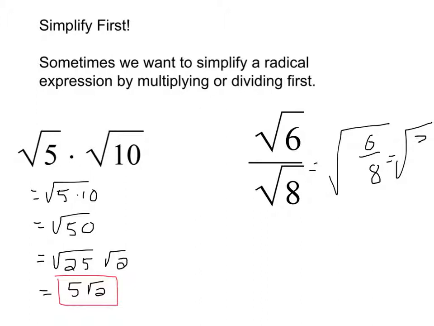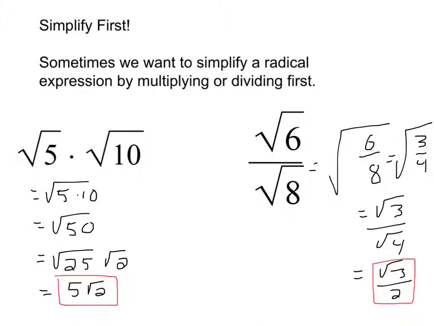6/8 reduces to 3/4. And now I can go backwards and split this up so that it's the square root of 3 over the square root of 4. And then the square root of 4 works out nicely. Square root of 3 just stays as it is, but the square root of 4 is just 2. And so that's what I end up with. The square root of 3 over 2 is my final answer.